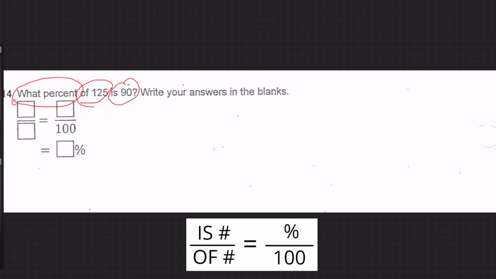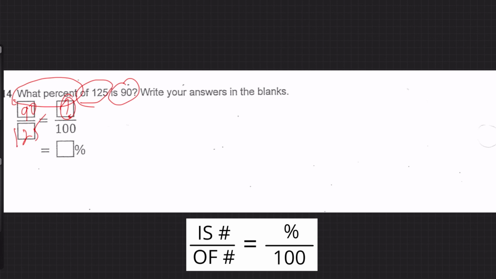So our is number goes on the top left, and our is number is 90. Our of number goes below that, and our of number is 125. 90 of 125. Our percent is missing, so that's our question mark. That's a question mark, not a 7. And then our 100 is already there.